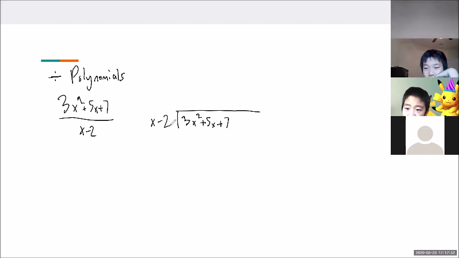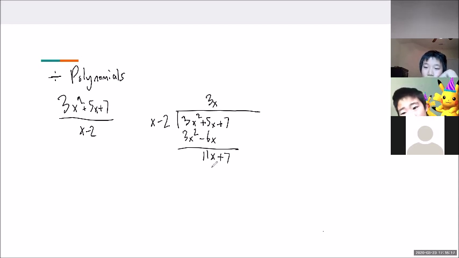Just like regular division when you divide two numbers. And then over here, you would just see what times x minus 2 would match this first term, 3x squared. It would just be 3x times x minus 2, right? So it's just 3x and then 3x squared minus 6x. Then you would subtract these two, just like regular division. So 11x plus 7.